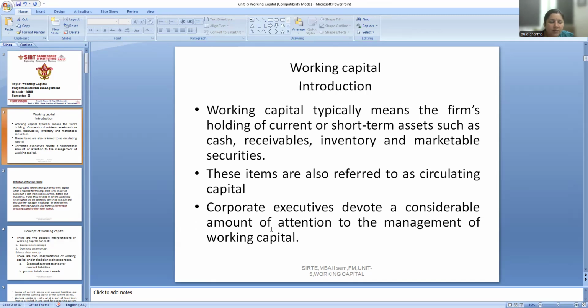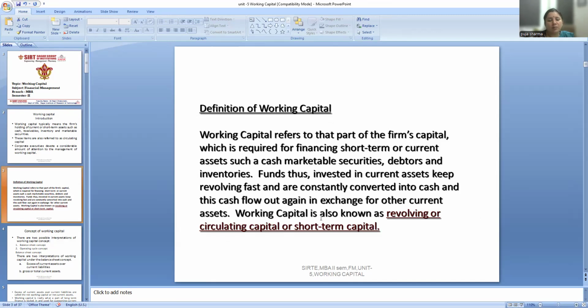Working capital is that capital which is used for regular, daily purposes, for paying the regular expenses. For this purpose, short-term funds are required to fulfill the regular expenses. Working capital is also known as revolving capital, circulating capital, or short-term capital.